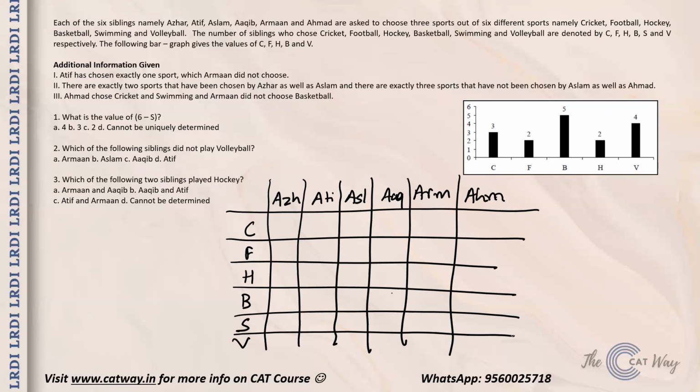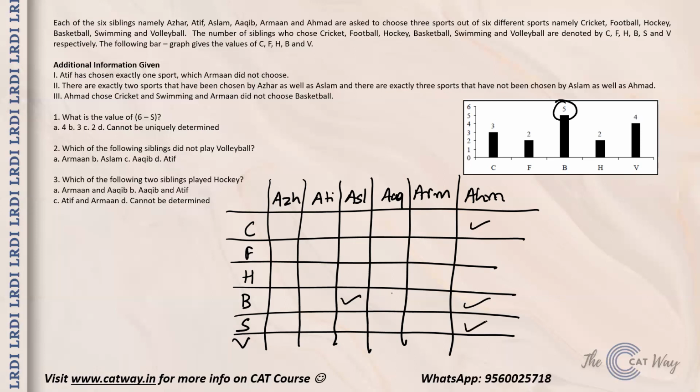Okay. Also, what you know is that you can see that basketball is being played by 5 people. Okay. So if basketball becomes the sport that is not chosen by Aslam and Ahmed, then only a maximum of 4 people can choose basketball. That means Aslam and Ahmed, both of them have definitely chosen basketball. So Aslam has chosen basketball and Ahmed has also chosen basketball. Okay. Then it has been given that Ahmed chose cricket. So we have Ahmed who chose cricket, and swimming also he chose.